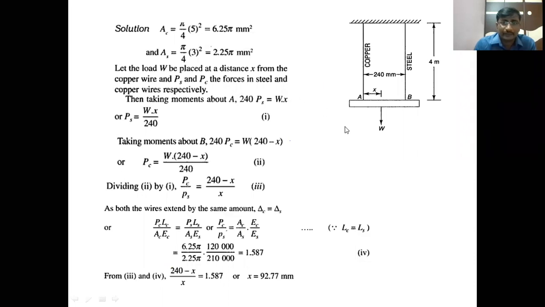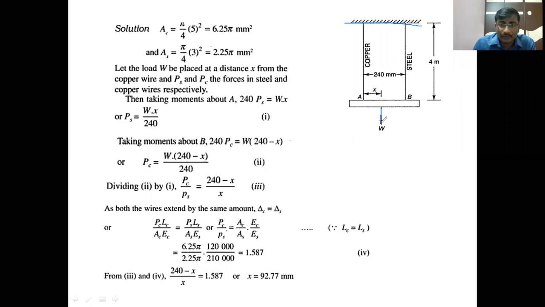First of all, look at this diagram. This is the problem given. Two wires are there, copper wire and steel wire, which are fixed at the roof, and they are hanging vertically, and one horizontal bar AB is connected at the other end of the wires, and the length of the wires is initially 4 meters.